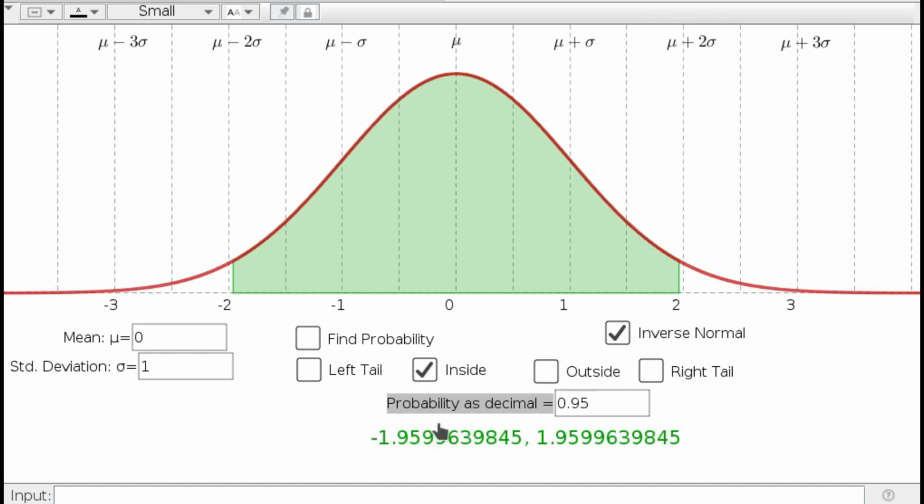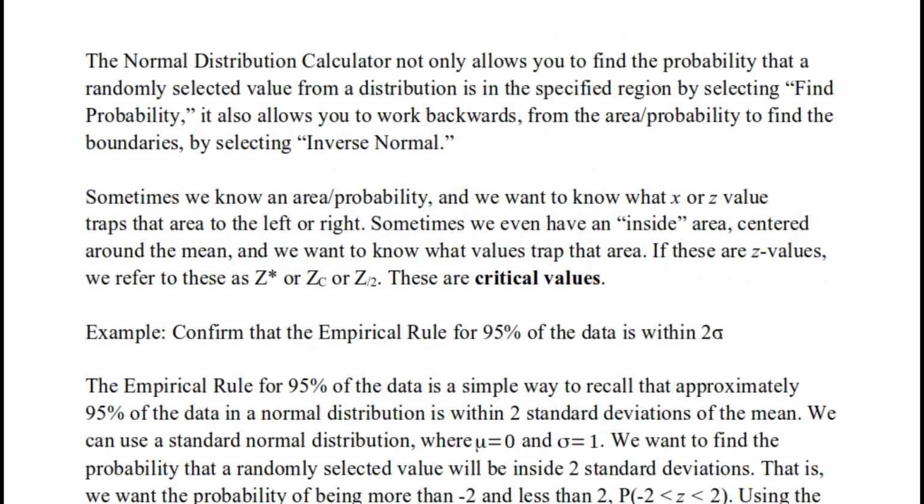So here is 95% of the area under the normal curve being captured with these boundaries. So this is no longer probabilities, these are actually locations on the z-axis. And notice they're very close to -2 and 2. Because our standard deviation is 1 and our mean is 0, we're talking about z values, which means we're counting standard deviations. We can see that we're almost to 2 standard deviations above the mean and 2 standard deviations below the mean. Recall that the empirical rule for 95% of the data is a simple way to recall that approximately 95% of the data in a normal distribution is within 2 standard deviations of the mean.